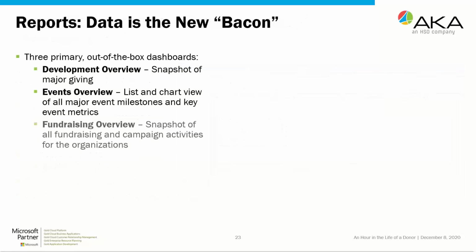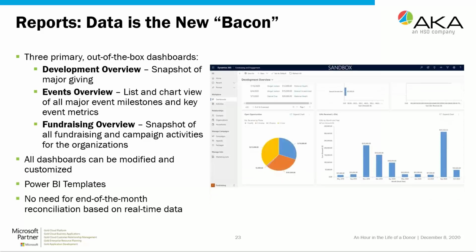And the last piece I want to talk about here is reports. I like to think of data as the new bacon, right? Microsoft understands that applications are only as good as the information you get out of them, which is why out of the box with the Fundraising Engagement solution, you'll have three main dashboards. Those are the development overview, which has information about major giving; the events overview, which has information about major events, milestones, and key event metrics; and the fundraising overview, which I'll showcase as well, and that's information about campaign activity and how well it's performing overall.